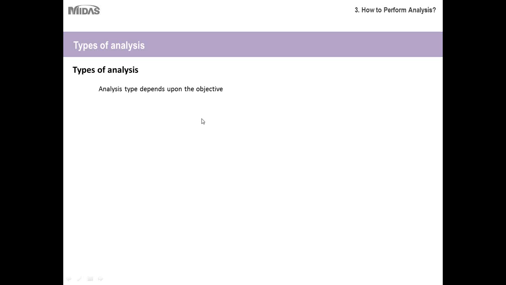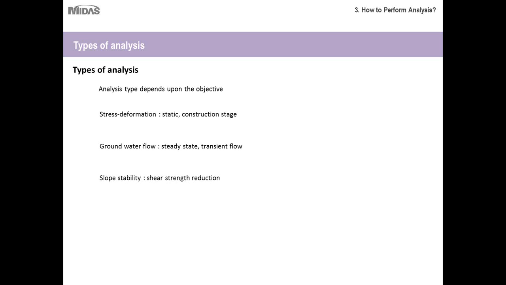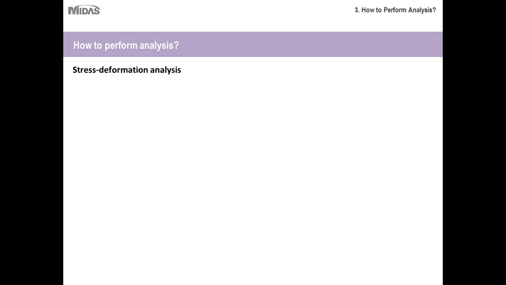So in different types of analysis, there are stress deformation analysis, where you have to perform a combination of static analysis with construction stage analysis. Then we have the problem of groundwater flow. For this, you have to perform a steady state and transient flow analysis. Then we have a problem of slope stability. So there, for finite element analysis, you should perform shear strength reduction analysis. Then for seismic problems, you can perform time history or response spectrum or 1D or 2D equivalent linear analysis.